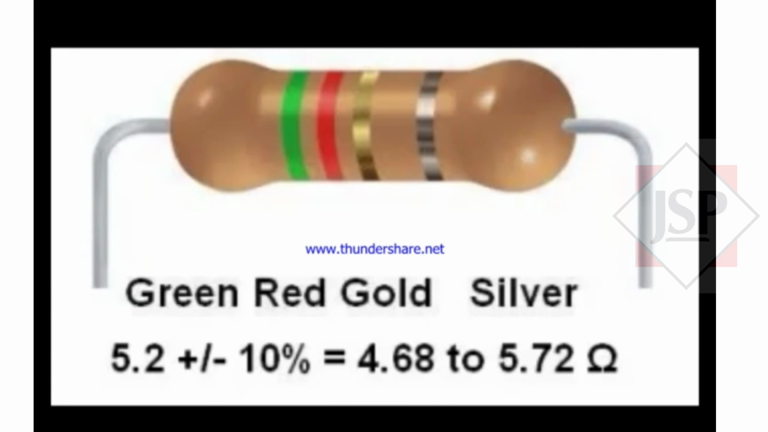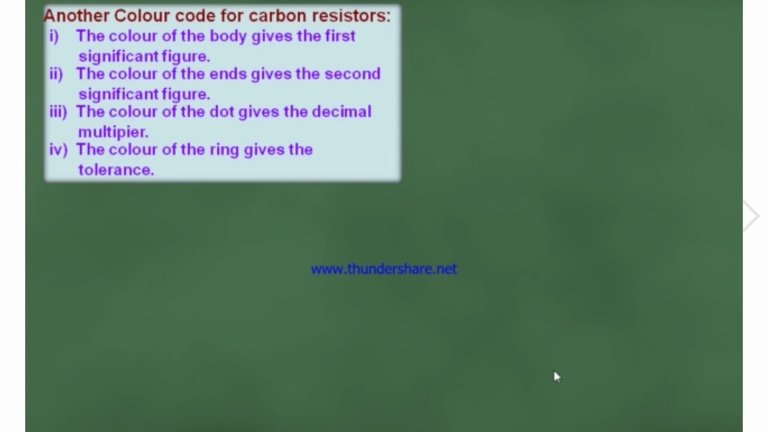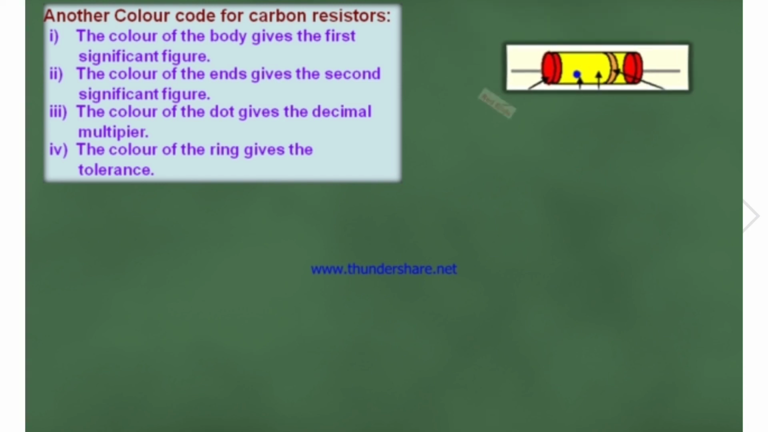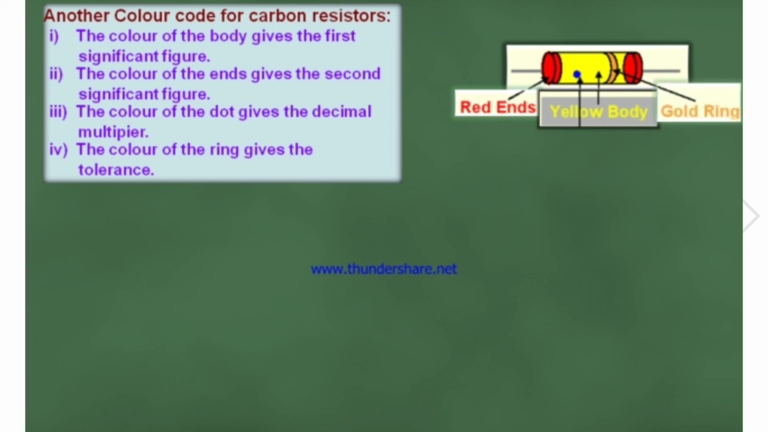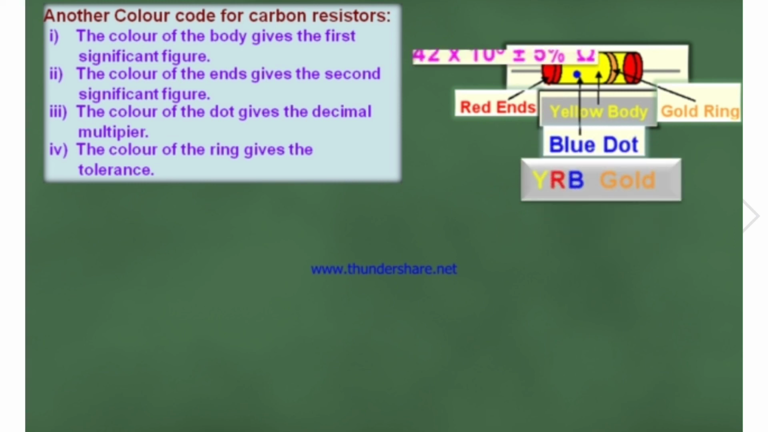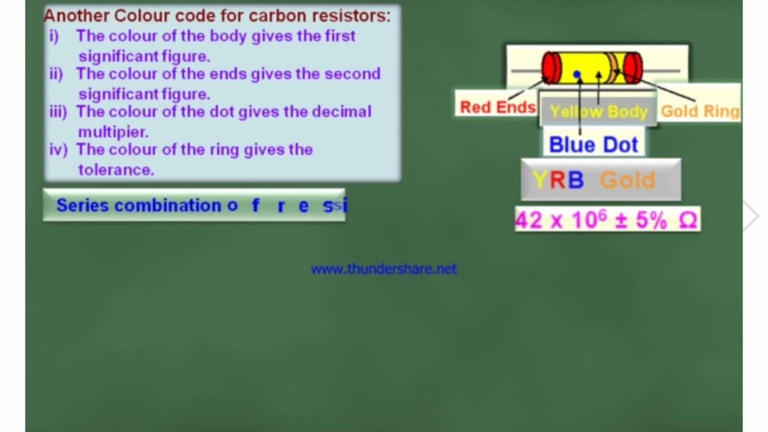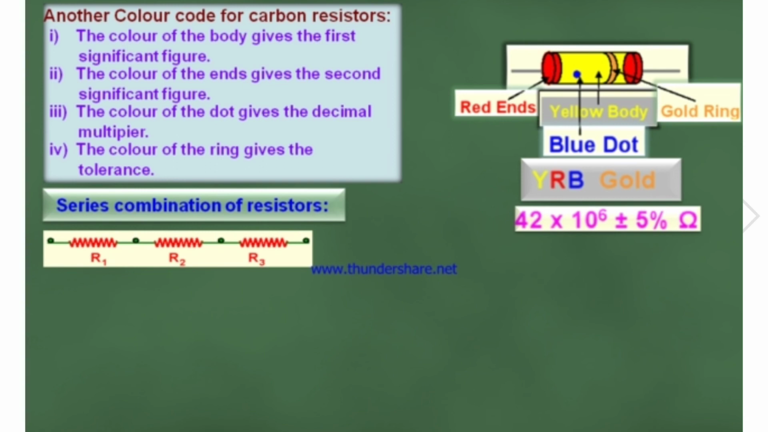Another color code for carbon resistors. First, the color of the body gives the first significant figure. Second, the color of the ends gives the second significant figure. Third, the color of the dot gives the decimal multiplier. Fourth, the color of the ring gives the tolerance. So it is shown in the figure. Yellow, red, blue, gold: that value is 42 into 10 to the power of 6 plus or minus 5% ohm.